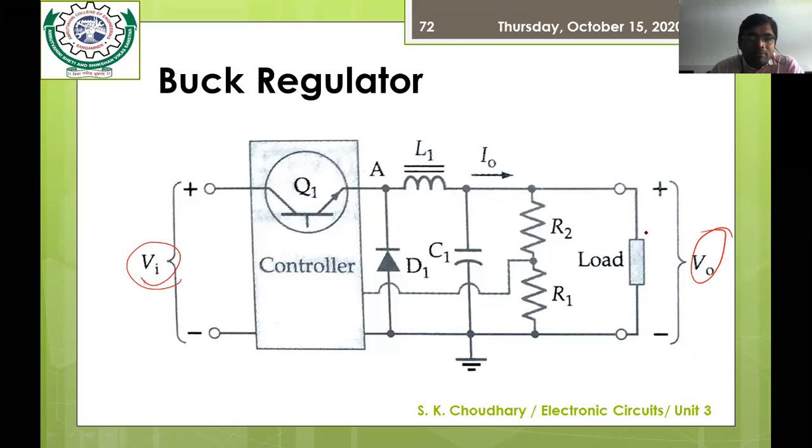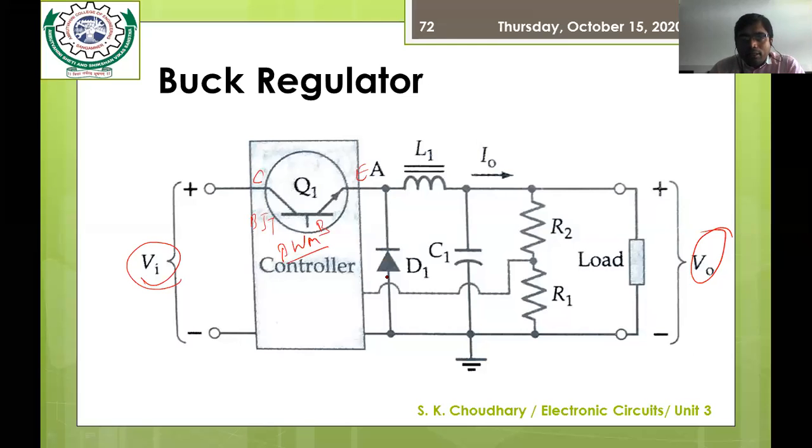You can see in this arrangement we have used a BJT as a switching device. The collector of the BJT is connected to the positive terminal of the input voltage. The emitter is connected to the output end, where it is connected to the diode and inductor. In the base, we connect the control circuit of the SMPS, and a pulse width modulation waveform is given as the switching input.